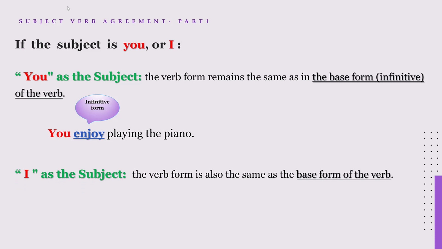When I is the subject, the form of the verb is also the same as the base form of the verb. I go to the restaurant on Mondays. Go is in the infinitive form.